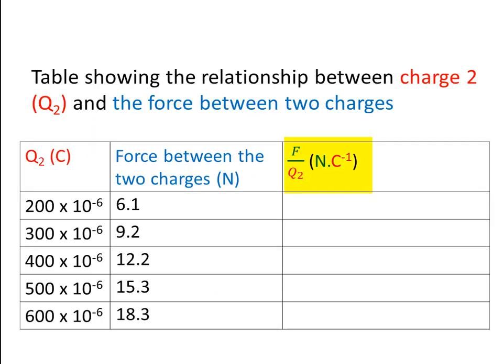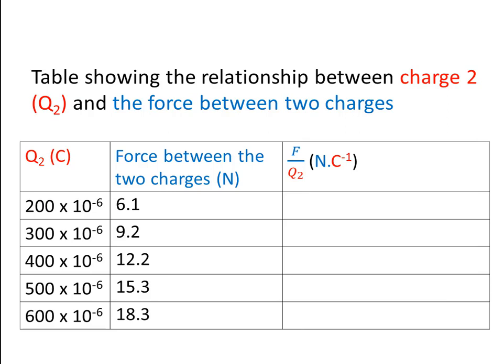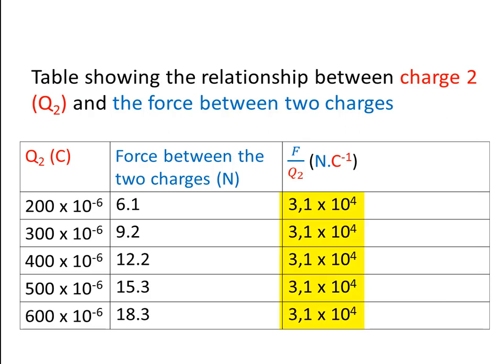We find out the electric field strength from Q1 onto Q2 by dividing each force value by Q2's value. 6,1 divided by 200 times 10 to the power minus 6 equals. Do this for all the values, pause until you've done this, and we find 3,1 times 10 to the power 4 in each case. We have a constant. What does that tell us? That tells us that these two are indeed directly proportional to one another.